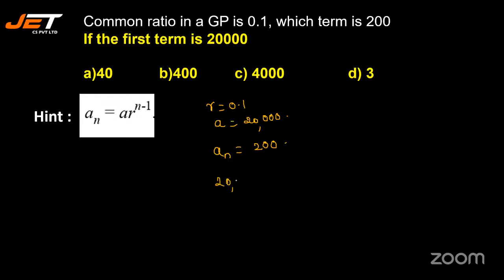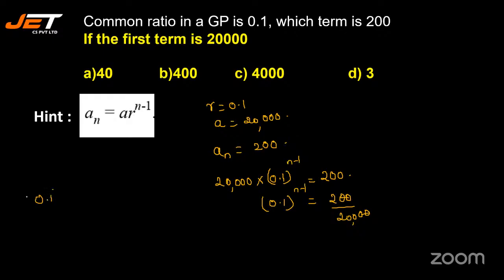a into r to the power n minus 1 is 200. All right. So 0.1 to the power n minus 1 is 200 divided by 20,000. So the zeros can be cancelled. It becomes 0.1 to the power n minus 1 becomes 1 by 100.